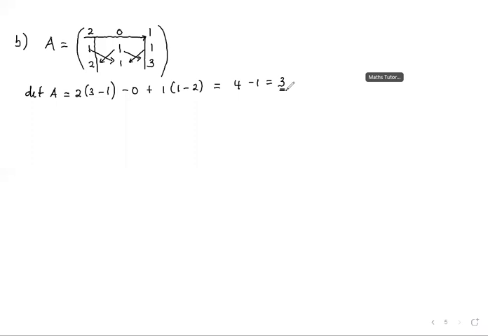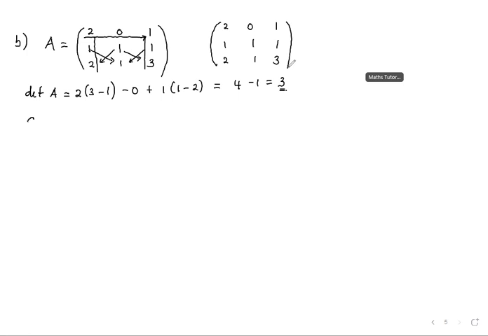This is the determinant. And so we now want to find the cofactor matrix of A. So we can rewrite the A since I have made it updated.